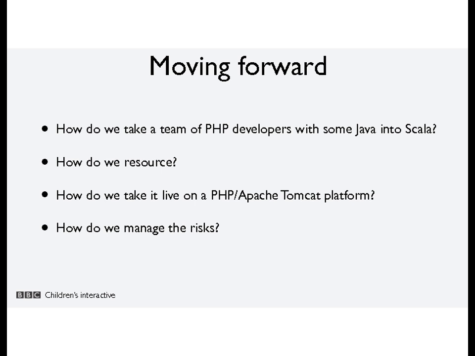So how do we resource that? We wanted to also grow the team. So as well as take the existing team into using this new technology, how do we also recruit? Our system platform, the BBC has Forge, as I mentioned, which uses PHP and Apache Tomcat. How do we deploy to our system platform? How do we manage the risks? While there were risks in moving to new technology, there was also risk in the current technology didn't fit our needs anymore.